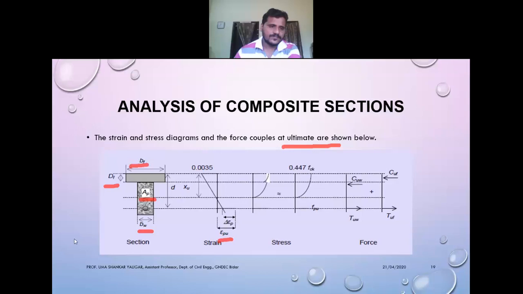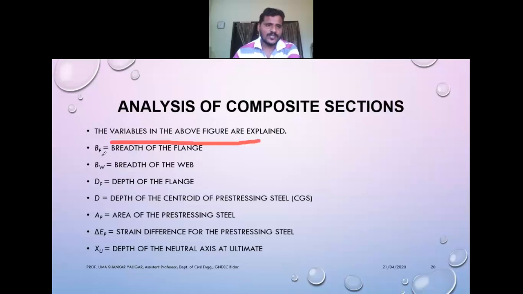Now for this stress strain diagram, if you write down the formulas, the expressions will also remain the same. And we know this: what is bf, what is bw, depth of the flange, depth of the centroid of prestressing steel, area of the prestressing steel, delta epsilon pe, strain difference for prestressing. These things we know. Once again we take any depth of neutral axis at ultimate, as per the previous diagram.